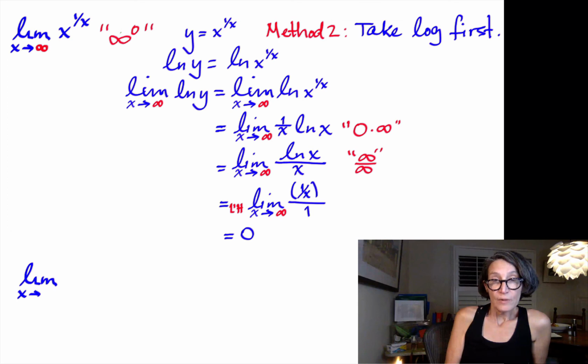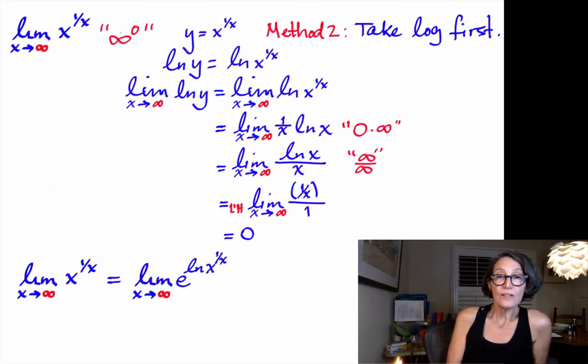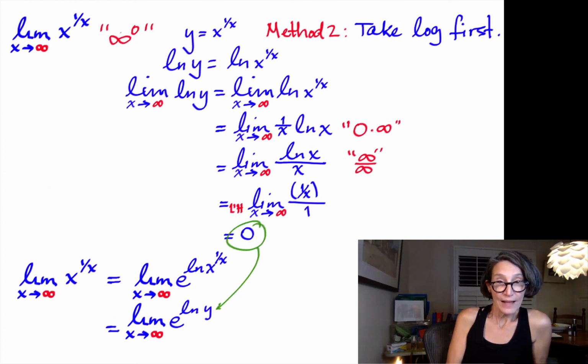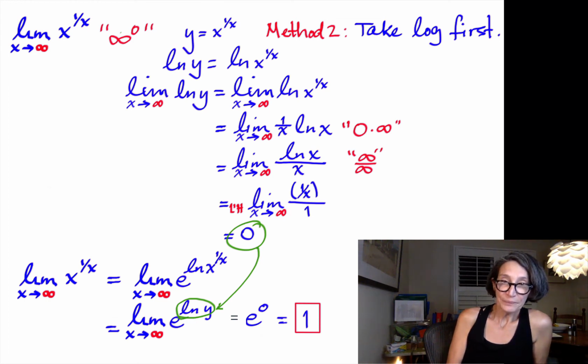So going back to the limit we wanted, the limit as x approaches infinity of x to the 1 over x, that's really the limit as x approaches infinity of e to the natural log of x to the 1 over x, and that's the limit as x approaches infinity of e to the natural log of y, and we found that limit to be 0. So this is e to the 0, which is 1. All right, so the methods are very, very similar. It just depends on which one feels more natural to you.